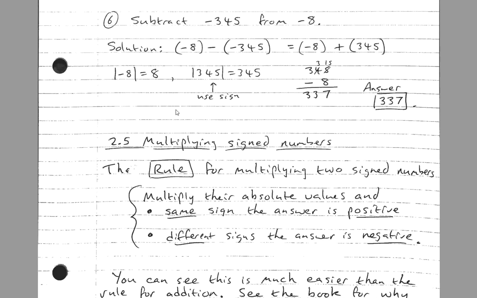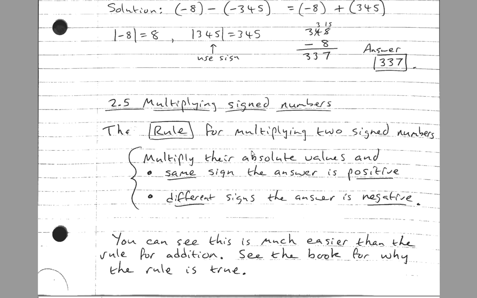Okay, next operation. We've looked at adding and subtracting. How about multiplying? In fact, it turns out multiplying signed numbers is a lot easier than adding. Here's the rule. If you're multiplying two signed numbers, you just multiply the positive parts, just the absolute values, and then adjust the sign to be positive if the two numbers have the same sign, and negative if the two numbers have different signs.